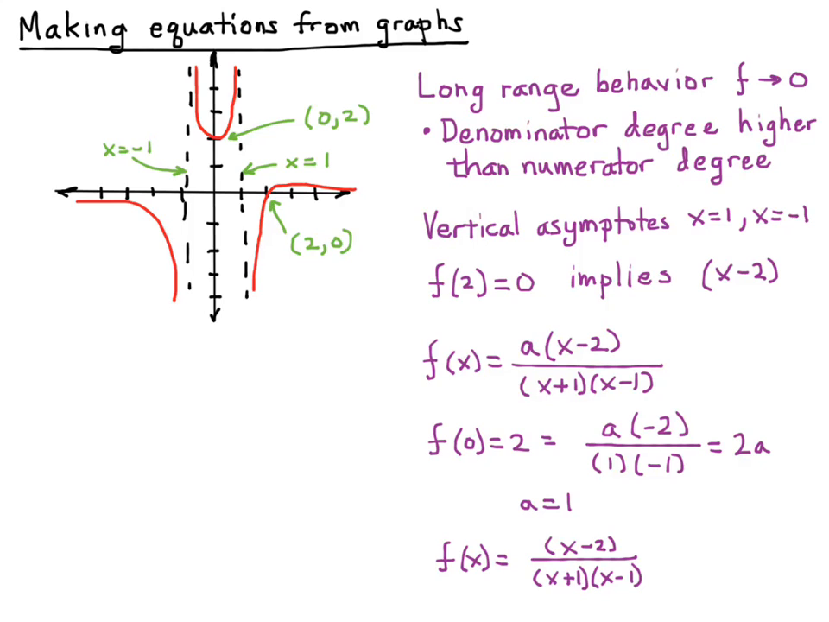Okay, so the numerator determines the y-intercept, and the denominator determines the vertical asymptotes. I stuck in a coefficient a to reconcile the function to make sure that it works the way I expected. And the x minus 2 in the numerator comes from the fact that I do have an x-intercept there.